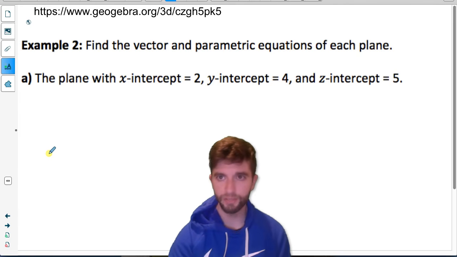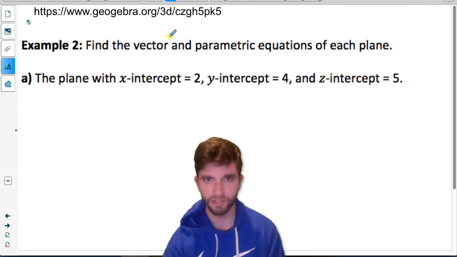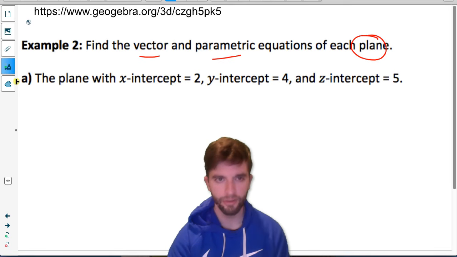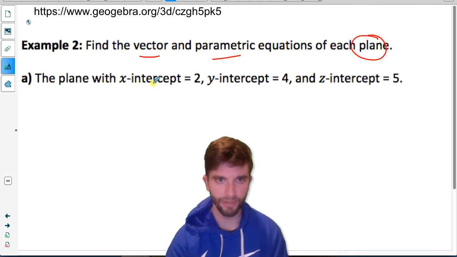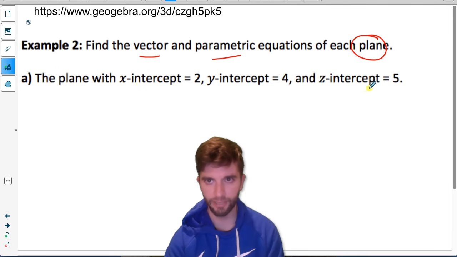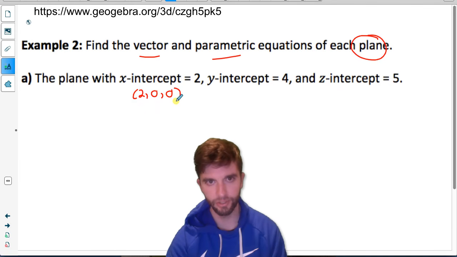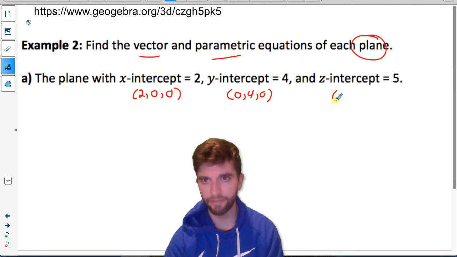For example 2, we should be able to do this a bit quicker now that we know how this all works. Example 2 says find the vector and parametric equations of each plane. So part A, we're given 3 points on the plane: the x-intercept, the y-intercept, the z-intercept. So the x-intercept is 2, so that means the point 2, 0, 0 is on the plane. The y-intercept is 4, that means the point 0, 4, 0 is on the plane. And the z-intercept is 5, that means the point 0, 0, 5 is on the plane.